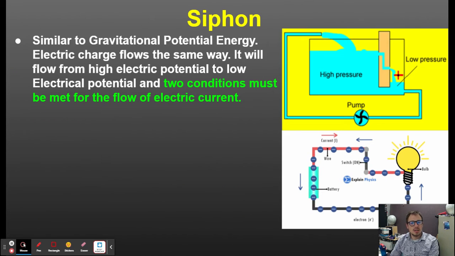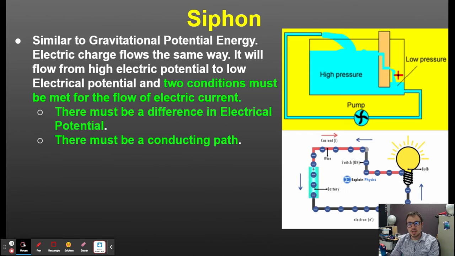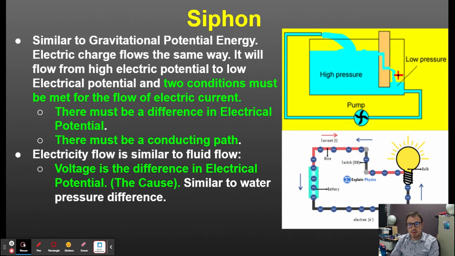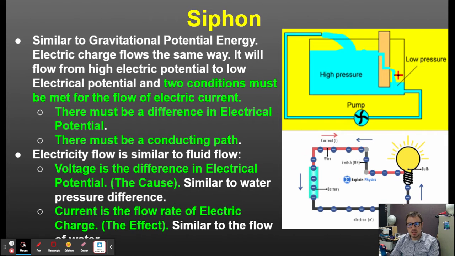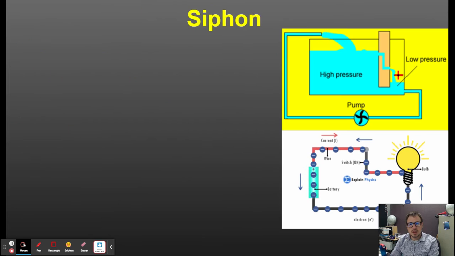And then the next day we learned about the two conditions that must be met in order for electric current to flow. There must be a difference in electrical potential, and there must be a conducting path. Voltage is like the electric potential, similar to water pressure, and the current is the flow of electric charge, the effect.